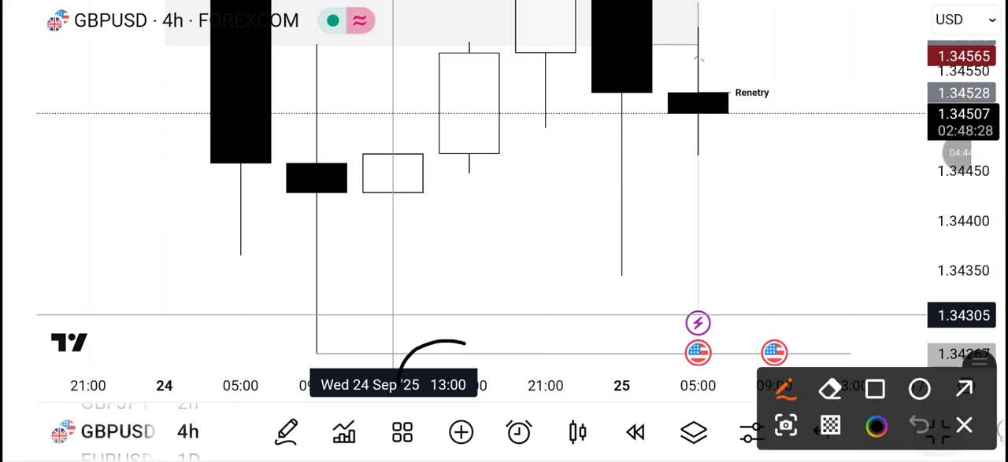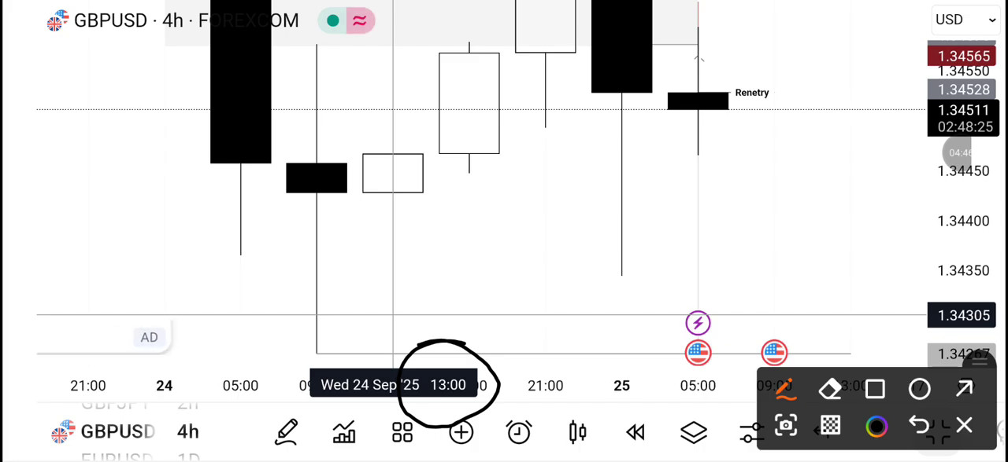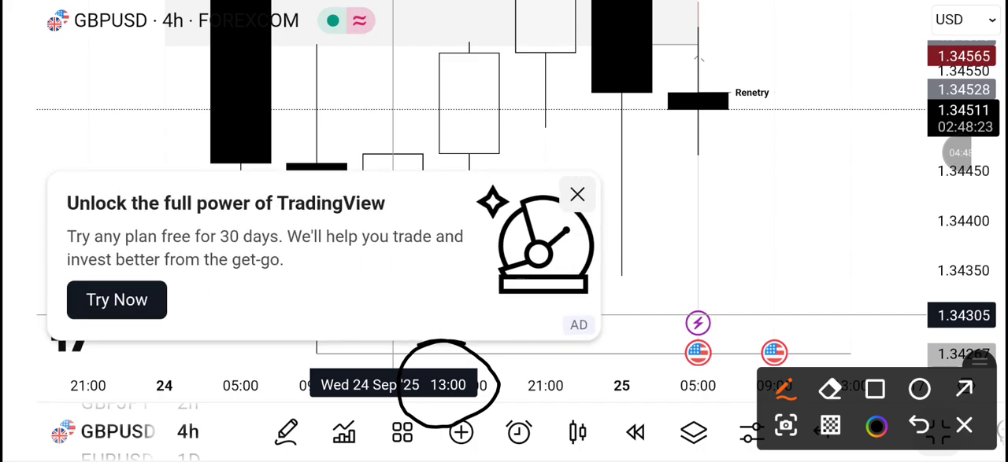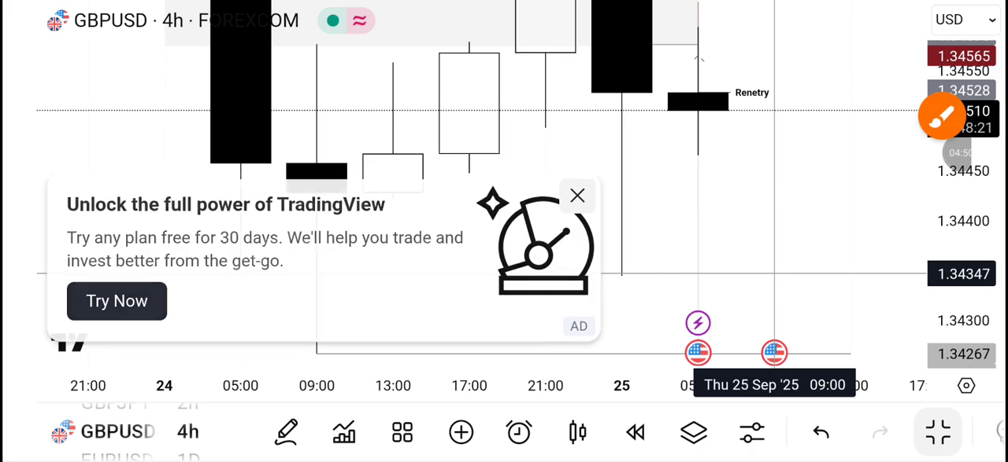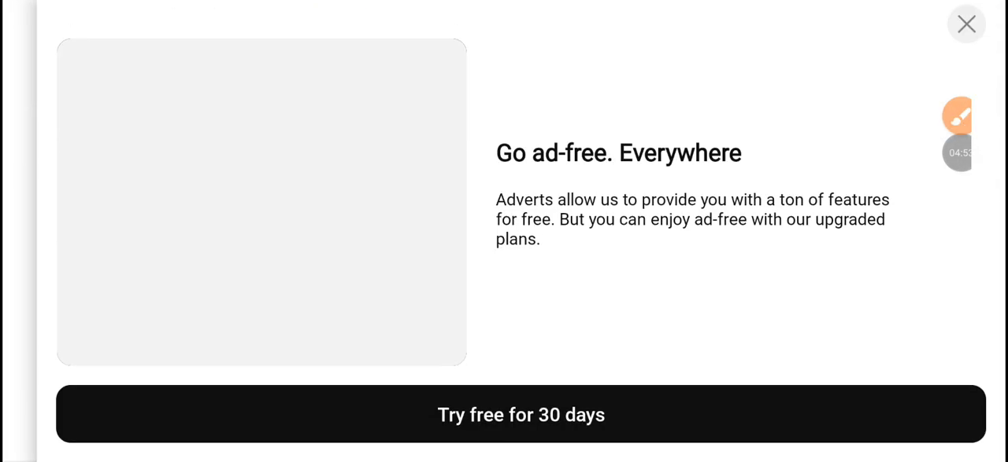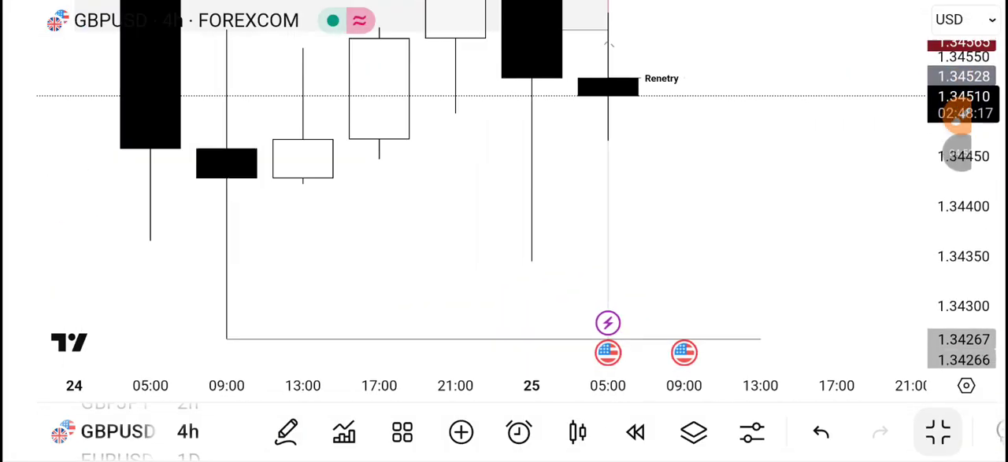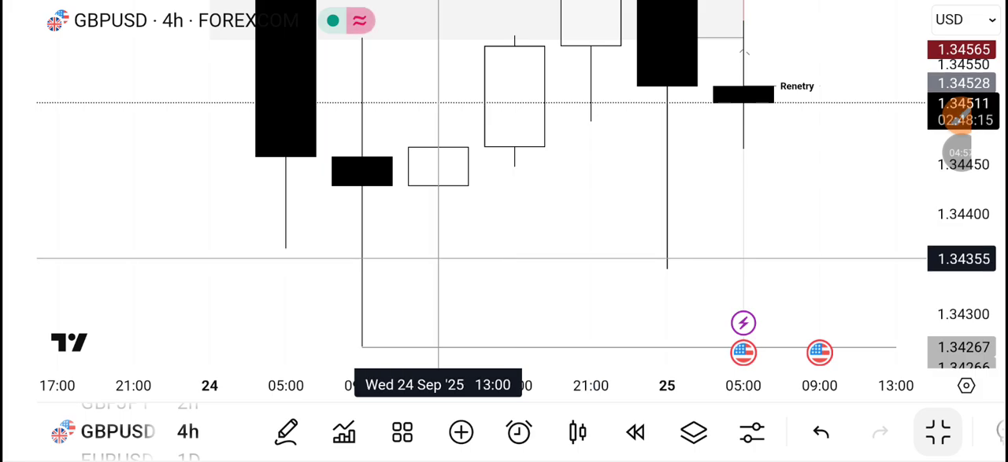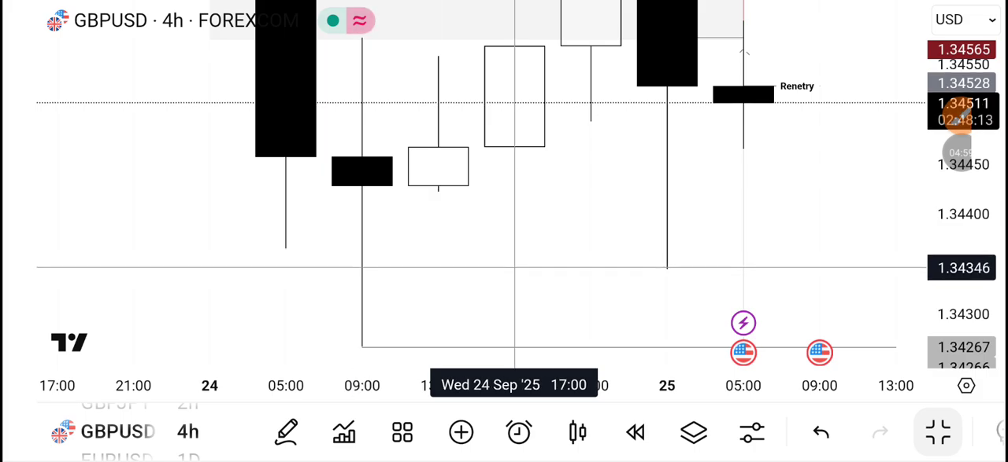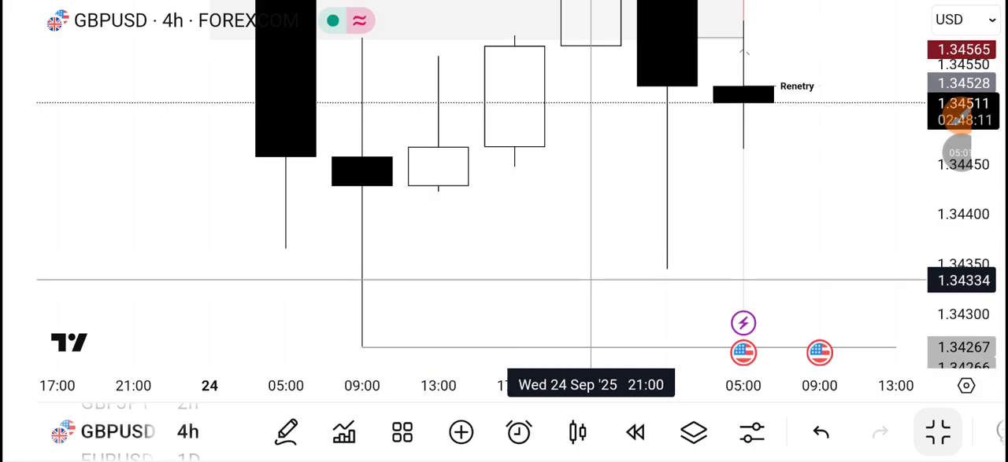Keep looking at here. This place, 13 stands for what? 1 p.m., right? 13 stands for 1 p.m. Now keep an eye there, the way I marked. Okay, now look at it. 13, 17, 21, right?